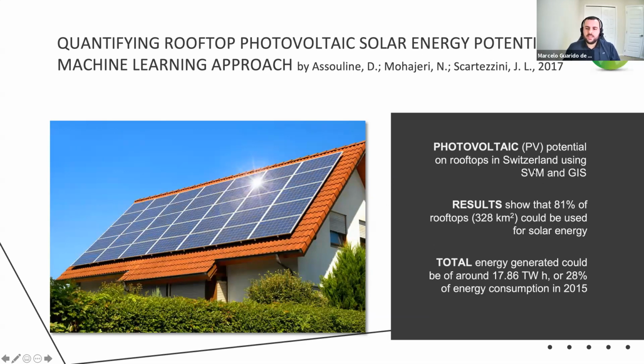And that's how they're using the support vector machine. The results that they showed are that 81% of the rooftops in Switzerland are available. I mean, it's dead space. They don't have any chimney or anything else being used, and people are never going to use those rooftops.